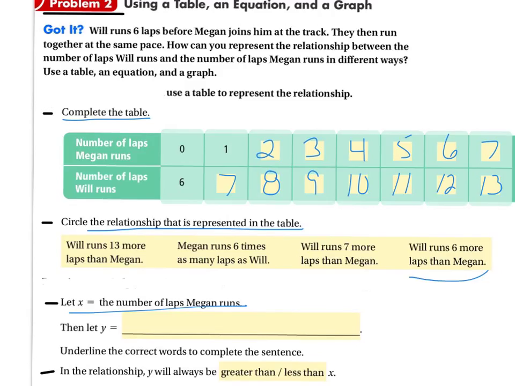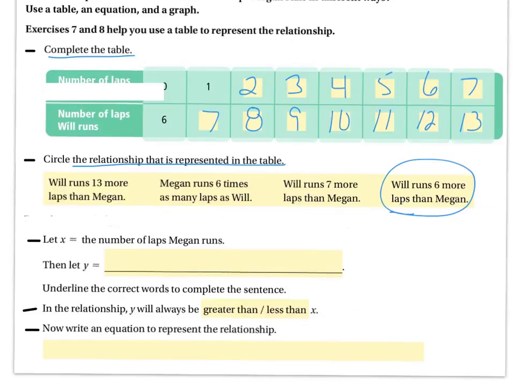Which one did you guess? Will runs 6 more laps than Megan. So when we let x equal the number of laps that Megan runs, and we're going to let y equal the number of laps for Will.